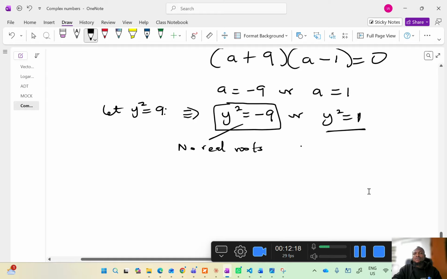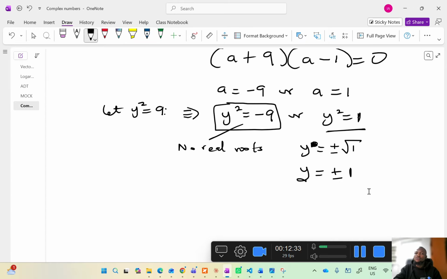That means the value of y squared is equal to 1, so y is equal to plus or minus the square root of 1. That means the value of y is equal to plus or minus 1. I hope you understand that.